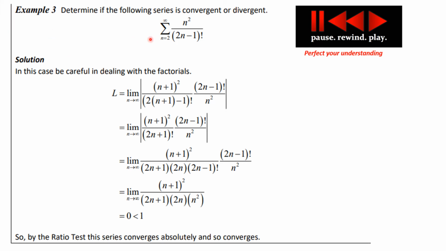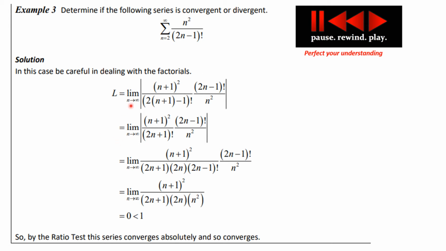Here's another example. Determine if the following series is convergent or divergent. And this one you have the summation from n equal 2 to infinity of n squared over 2n minus 1 whole factorial. Okay, and again, as it says here, we need to be careful with the factorials. And again, this is a good practice problem.